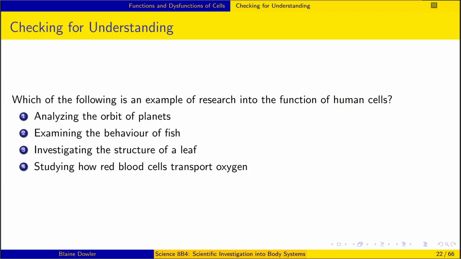Checking for understanding. Which of the following is an example of research into the function of human cells? Analyzing the orbit of planets, examining the behavior of fish, investigating the structure of a leaf, or studying how red blood cells transport oxygen. Pause now if you need more time. It is the fourth one, studying how red blood cells transport oxygen. The third one is research into cells, but that's more animal cells.